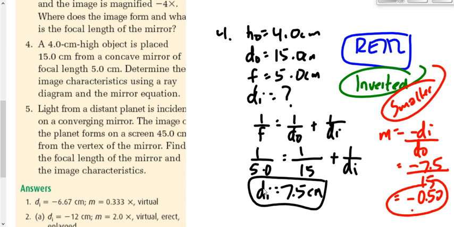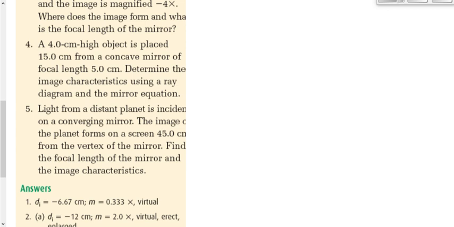All right, last one, number 5. Really good one here. Light from a distant planet is incident on a converging mirror.